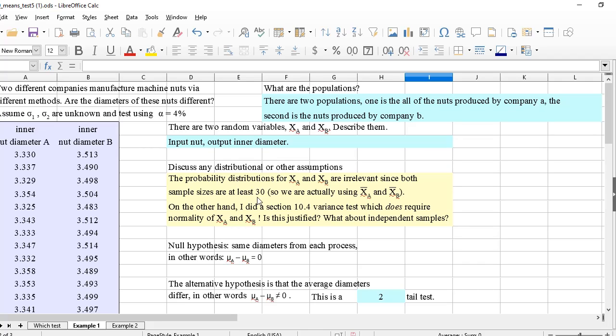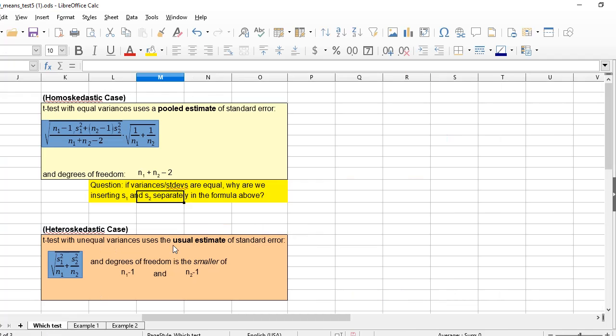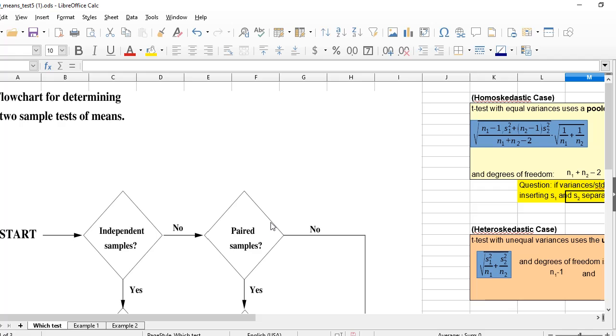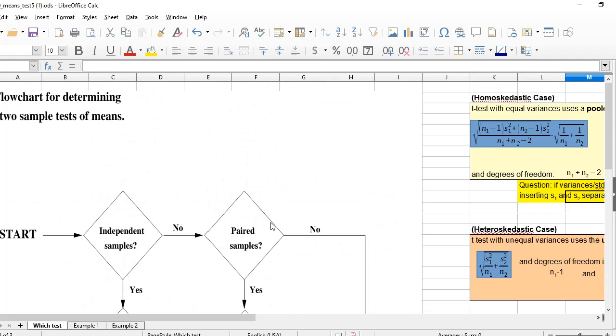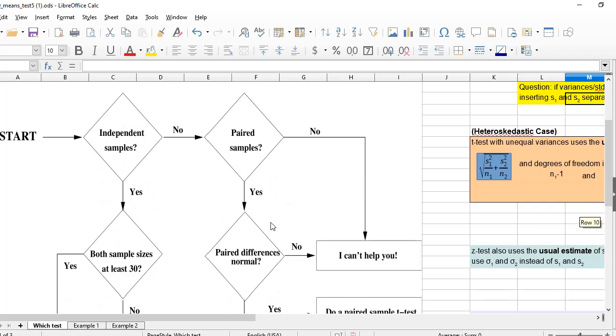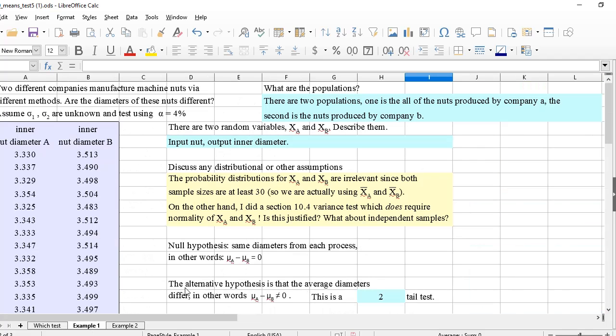Okay, so today we're going to be doing a means test comparing two different samples. So let's go over here to this flowchart that Professor Frieden gave us about which test we should be using to determine the test of two means. So the first thing we're going to do is look at our data.